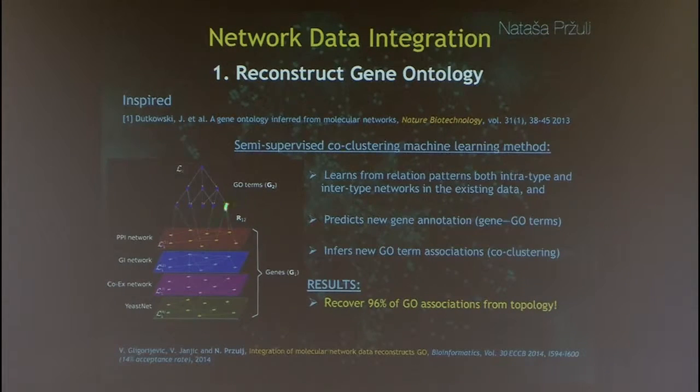So these are links between GO terms and genes, but it also infers new GO term associations from co-clustering within the same framework. And just a result that I'll come to at the end: we can actually recover 96% of GO annotations from fusing just the topologies of these data.